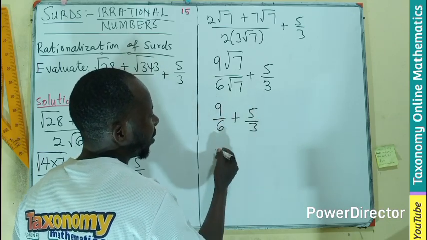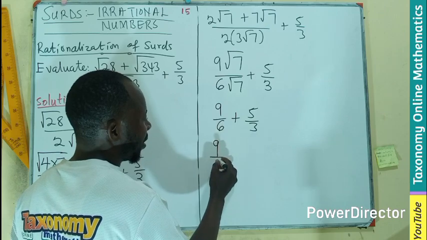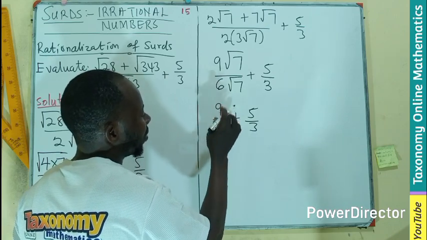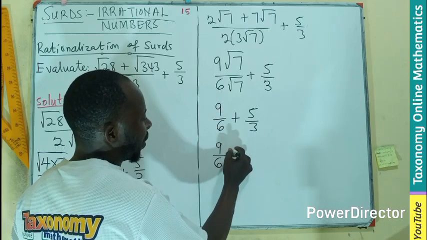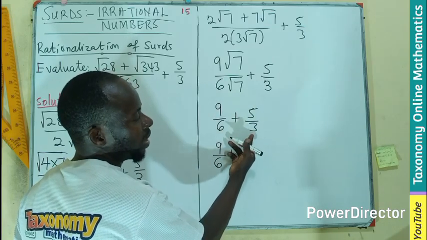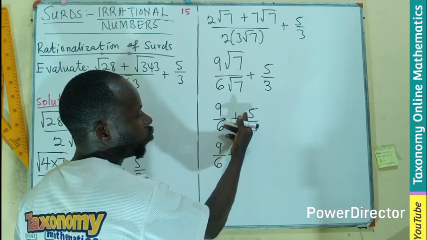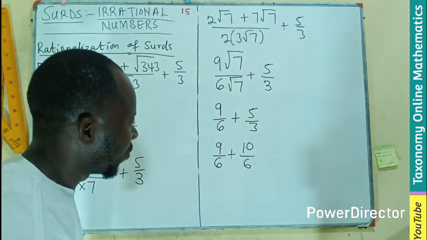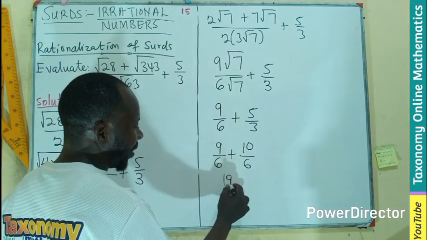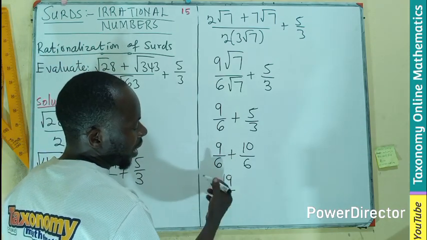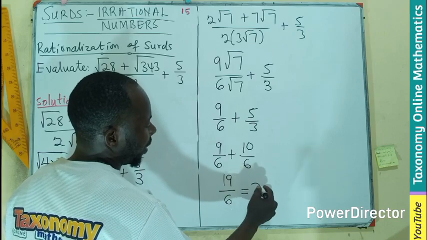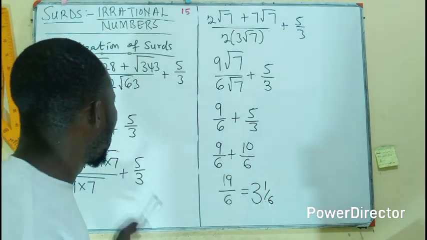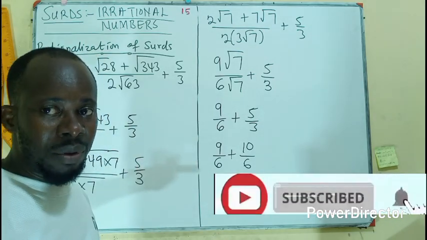Plus 5 on 3, which can be 9 on 6. Okay, let me maintain 9 on 6. Then change this to the denominator of 6. So 2 times this, 10. 2 times this, 6. Like fractions. So I add the top as 19 divided by 6. I believe this will go here 3 times with a remainder of 1 over 6. I guess the concept is also clear, very simple and direct.